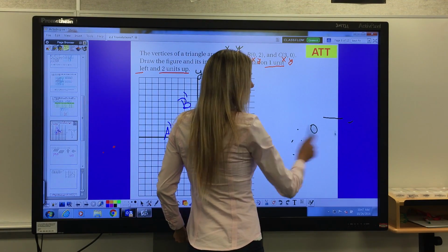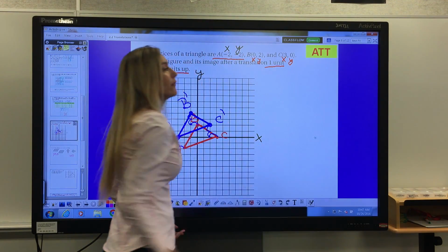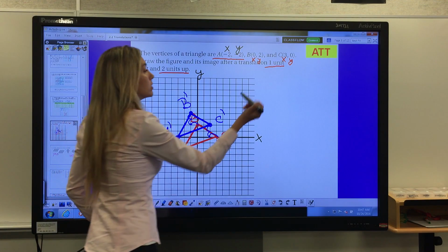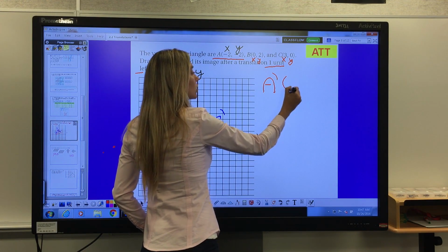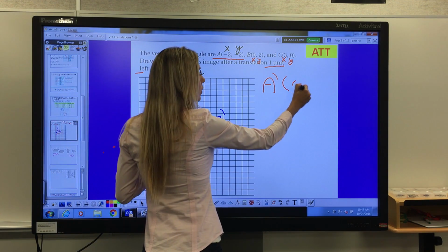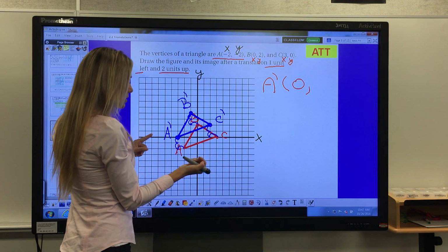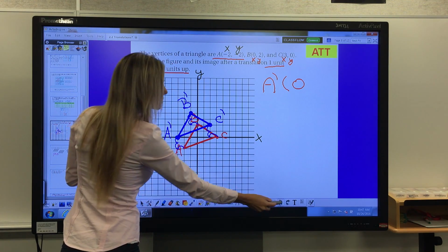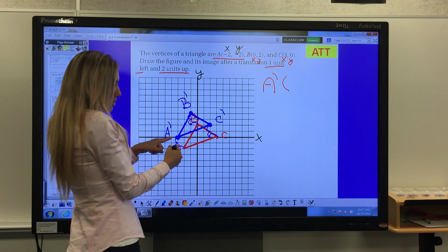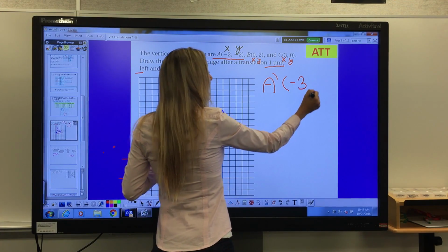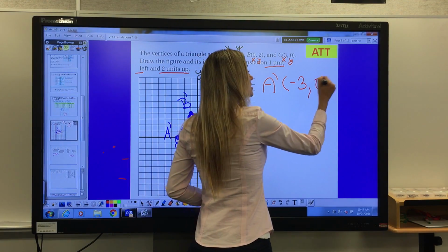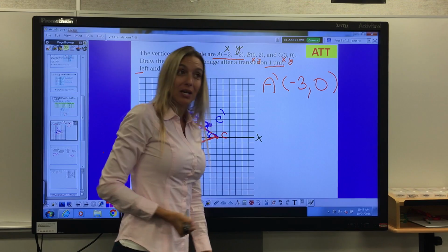Now, most teachers will ask you, after you translate it, to give the new coordinates. So let's look at them. What are the coordinates of A prime? We always start with x, right? Oopsies, no. On the x-axis, I went 1, 2, 3 units left, so it's -3. On the y-axis, it's 0 because I did not go up or down. See, even teachers can make a mistake.